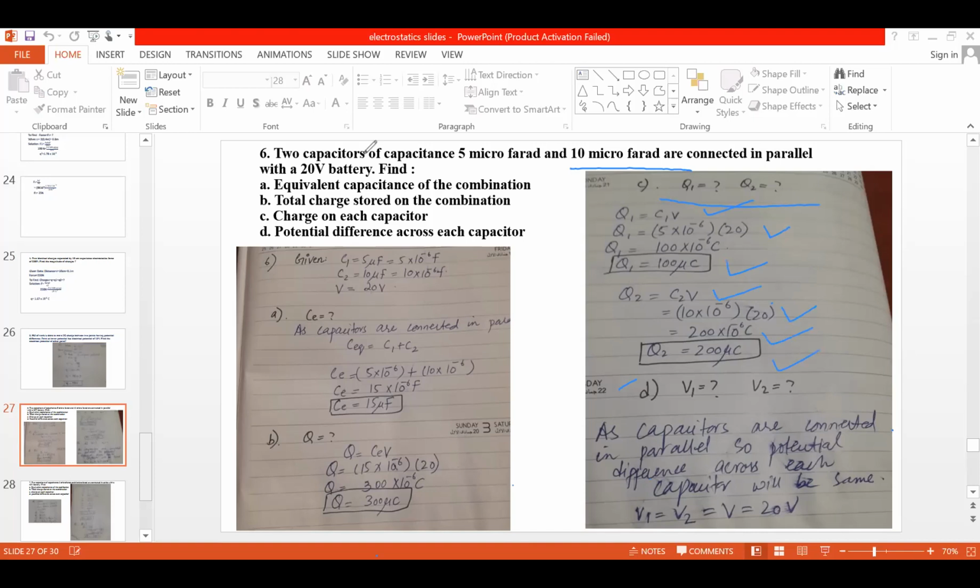Okay, now in the fourth part, we have to find out the voltage. We know that when the capacitors are connected in parallel, the voltage will remain the same. The voltage is not divided. So the voltage V is equal to V1 equal to V2, which is 20 volt.